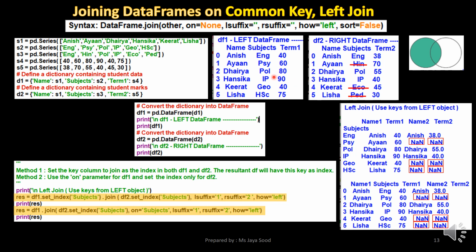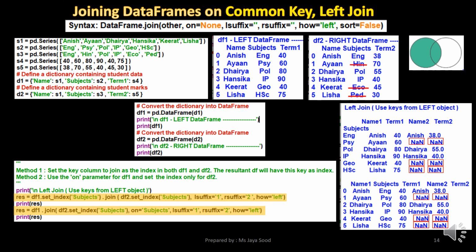Paul and IP subjects have the matching rows and will be joined with the corresponding rows from the other data frame. Geo subject does not have a matching row in the other data frame. Therefore, it will have NaN for name 2 and term 2. Also, home science, which does not have a matching row, will have NaN in the name 2 and term 2 columns.